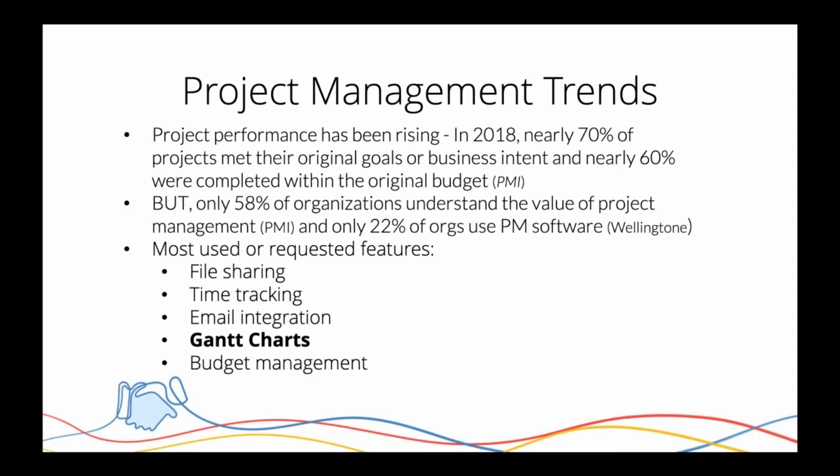So if you look back at 2018, we have a pretty high percentage of people in enterprise meeting their project goals, right? Nearly 70%. And we are also seeing a trend that more than half are within the original budget. So those are good stats. However, the issue is that people don't understand the value of project management, and only 22% of the organizations were using actual project management software.